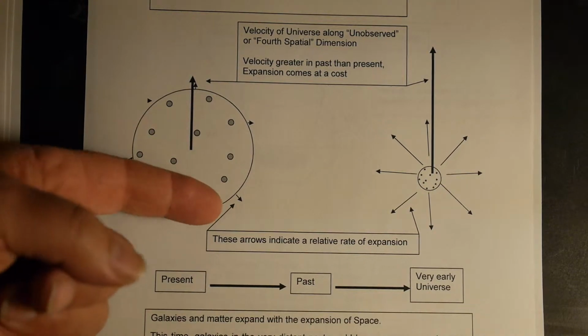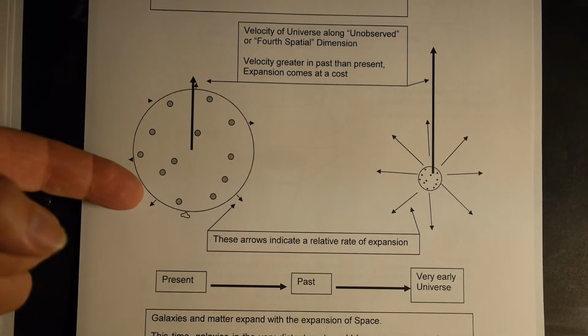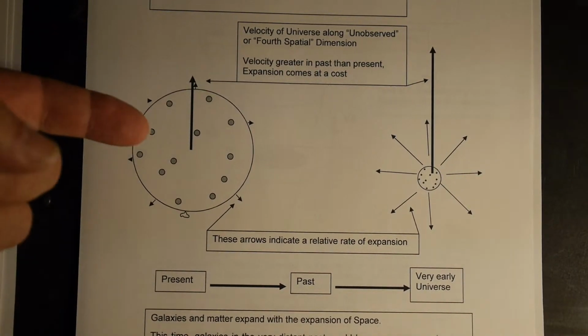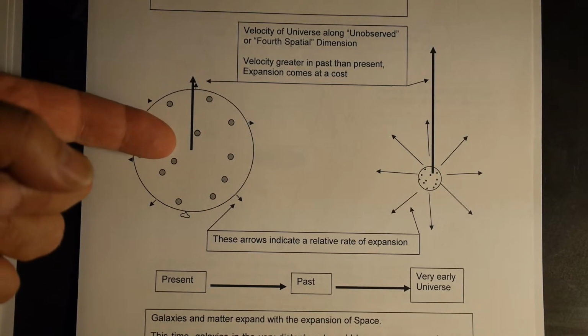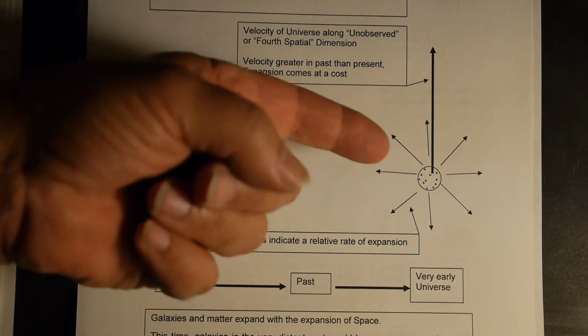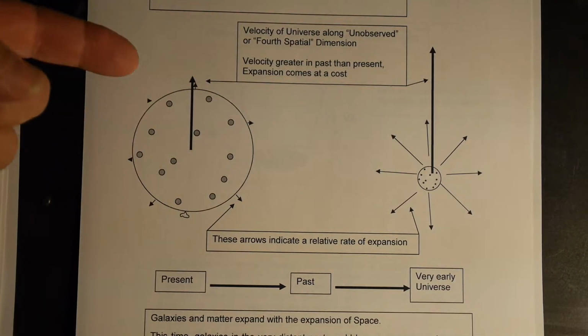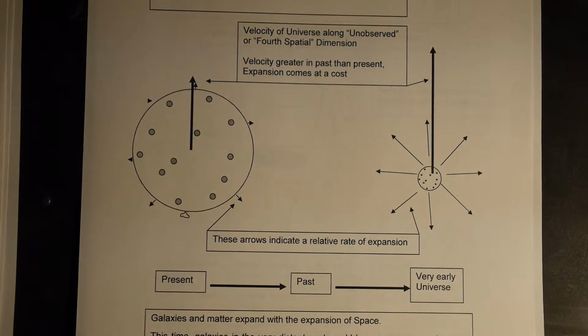And similarly, we have the same slowing of the expansion rate as there is expansion, because there's still this gravitational interaction or conformance to a kind of geometry. And there's also, this arrow here indicates the velocity along an unobserved dimension. It would be greater in the past and less in the present because expansion comes at a cost, not only for objects, but for every object.